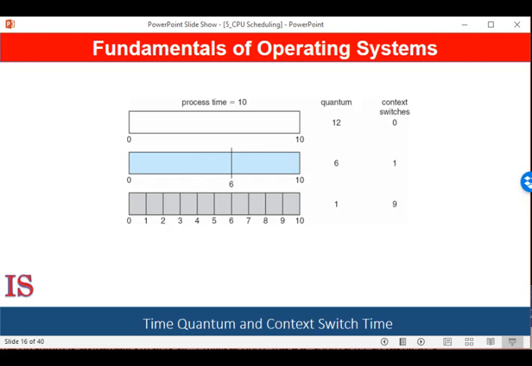Assume, for example, that we have one process of 10 time units. If the quantum is 12 time units, the process finishes in less than the time of one quantum with no overhead. If the quantum is 6 time units, then the process requires 2 quanta, resulting in a context switch. If the time quantum is 1 time unit, then 9 context switches will occur, slowing the execution of the process accordingly, as shown in this figure.